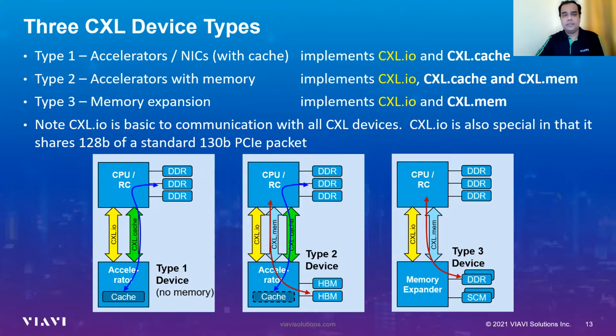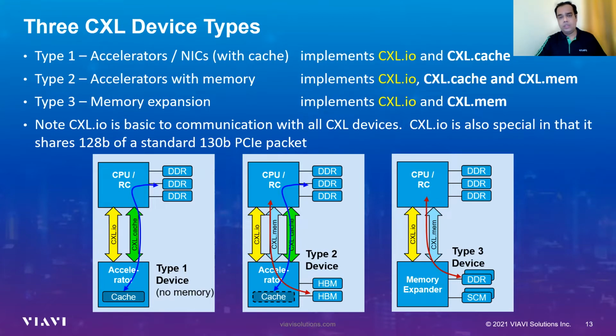If we look at the diagram here, over to the left, there is a type 1 device, and you will see there's direct communication between the CPU memory and the device cache, and it is controlled by the device itself. And to implement that, you need the type 1 device to implement the CXL.cache sub-protocol.